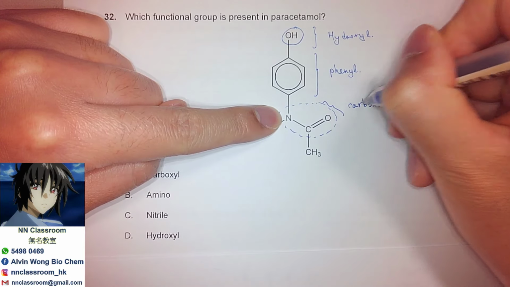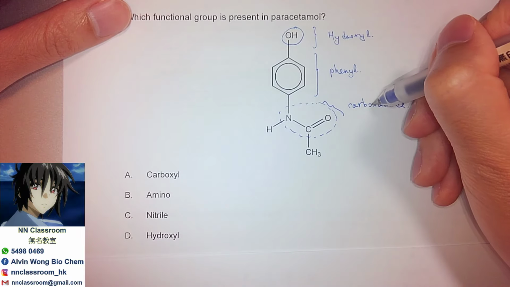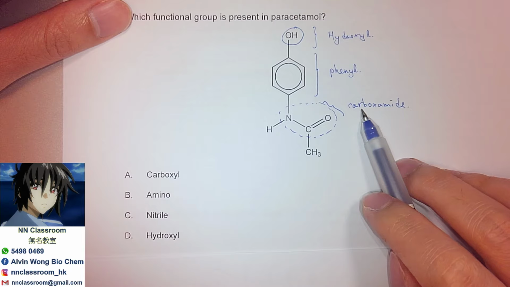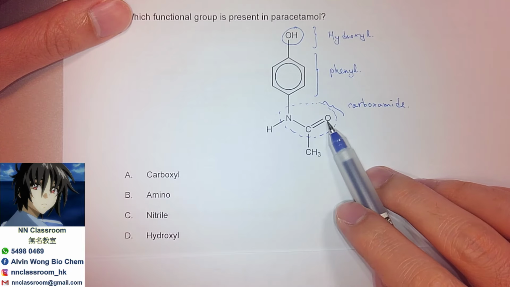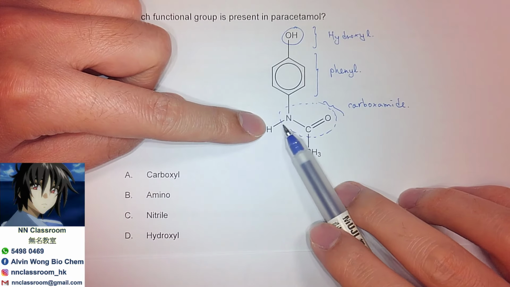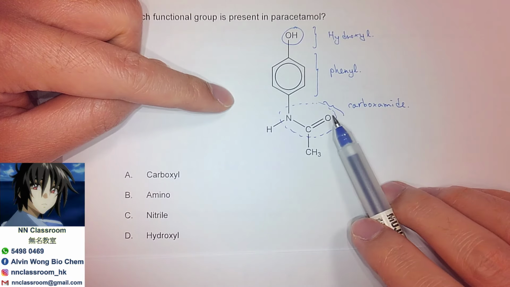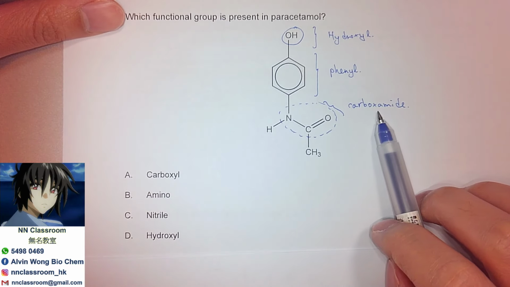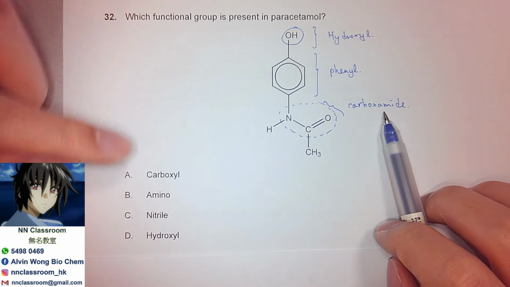Don't just write it as amide, because officially we should add the prefix carboxy to illustrate that this is particularly bonded to the C double bond O and then linked to N, right? A nitrogen. No need to be bonded to hydrogen, but just the CON area is the most important. So a carboxyamide area, but not amino.